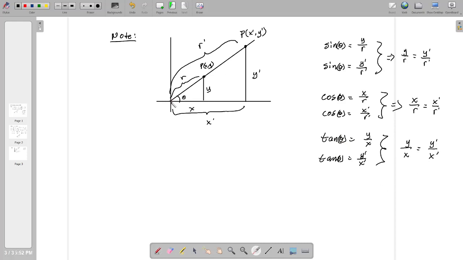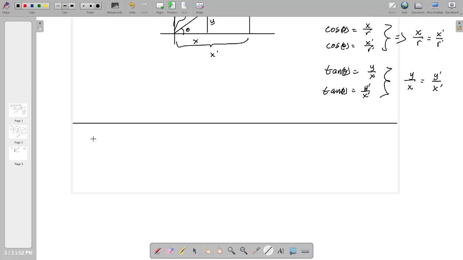This is what I meant when I said that as long as the point is on the terminal side of the angle, it doesn't matter how far away from the origin it is. It could be here or it could be here, it'll still give the exact same ratio. It just reduces to the same number. Let me show you what I mean here. Do an example here.